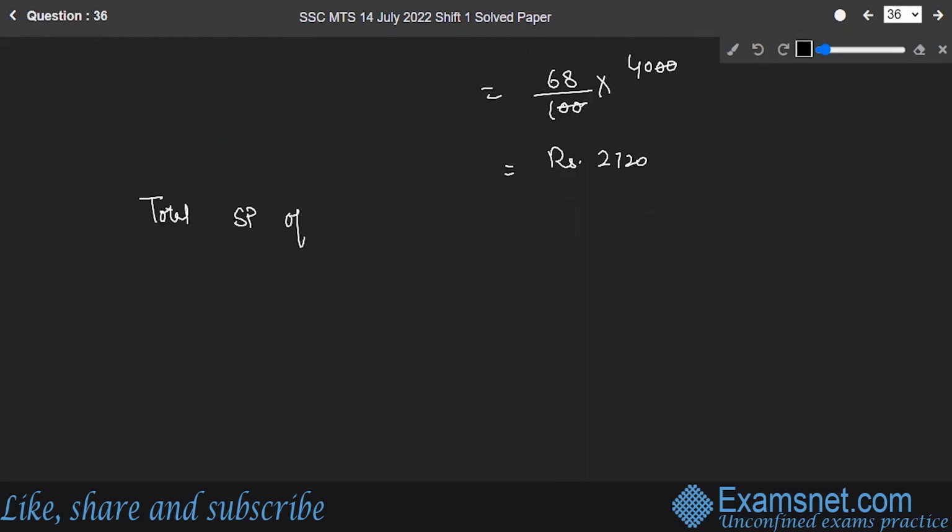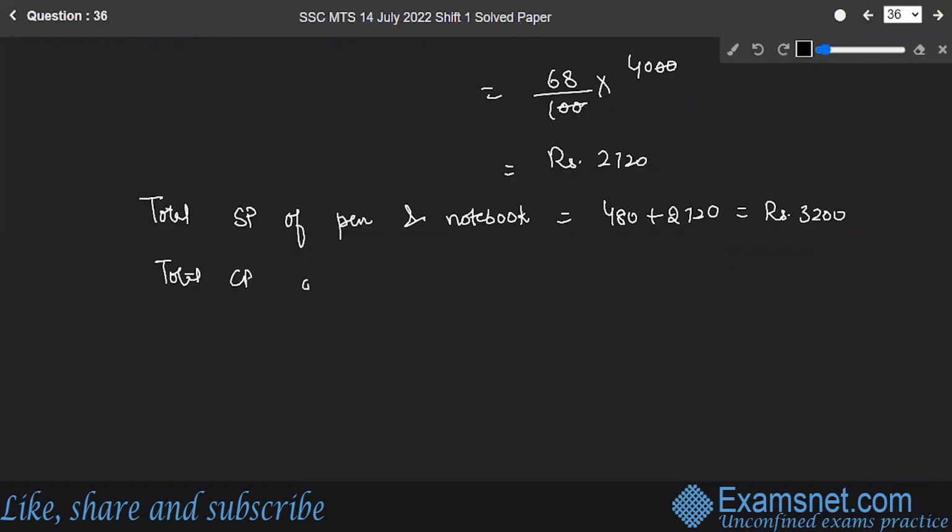pen and notebook is 480 plus 2720, which is equal to rupees 3200. Now, total cost price of pen and notebook is equal to 600 plus 4000, which is equal to rupees 4600.